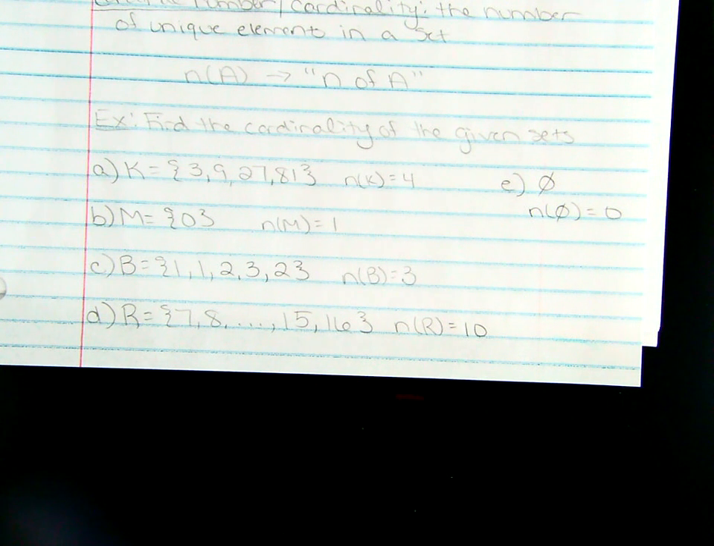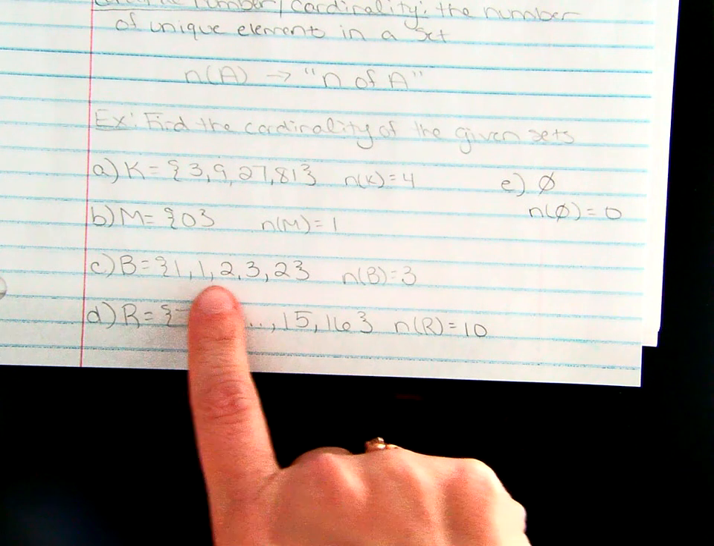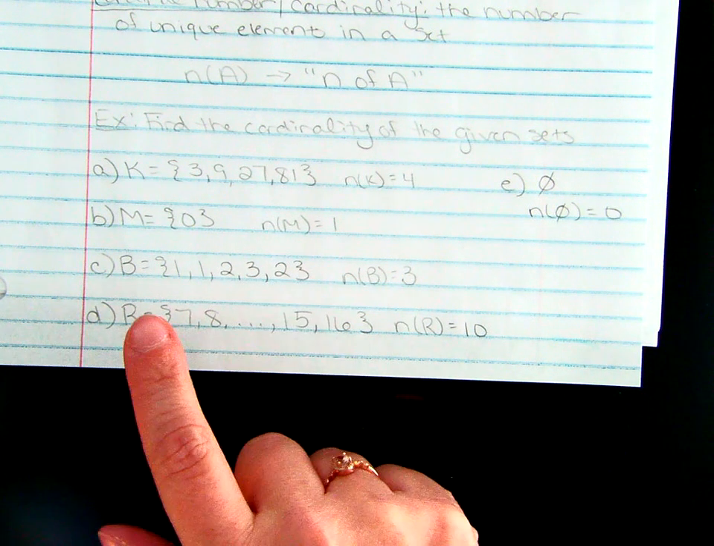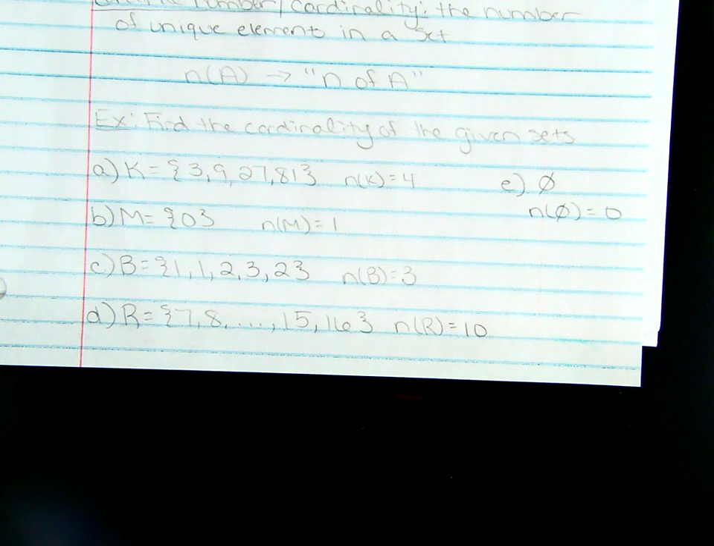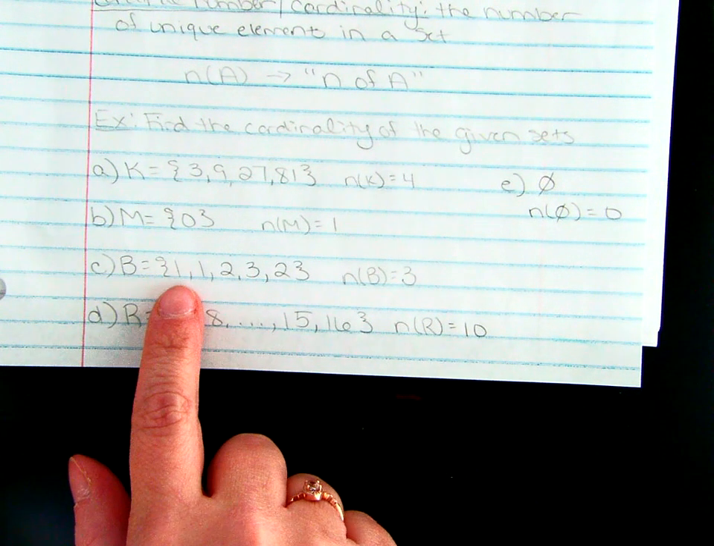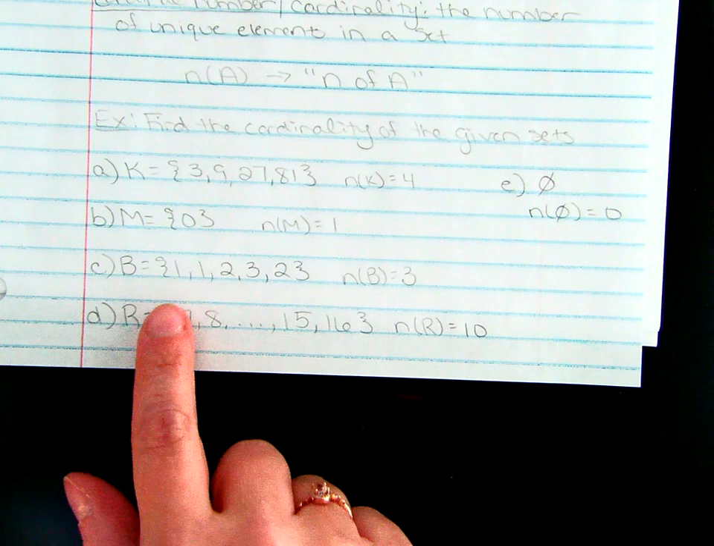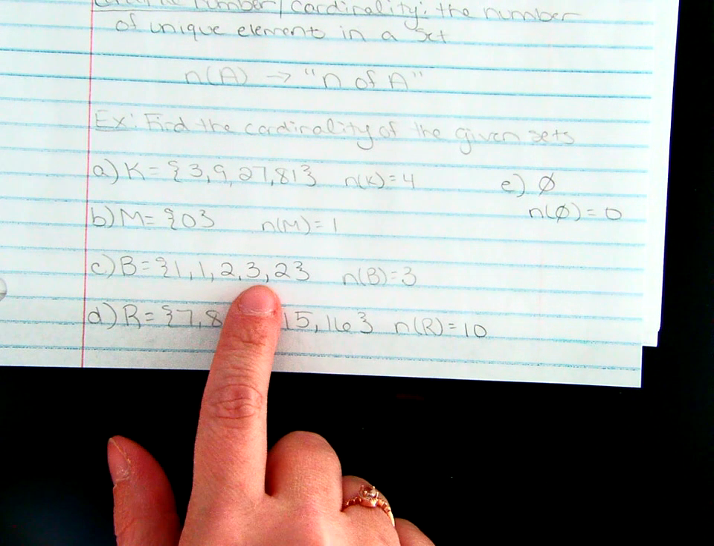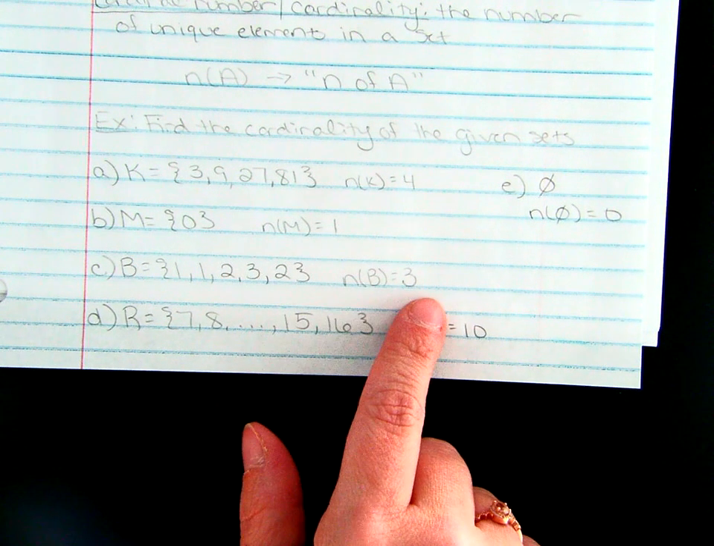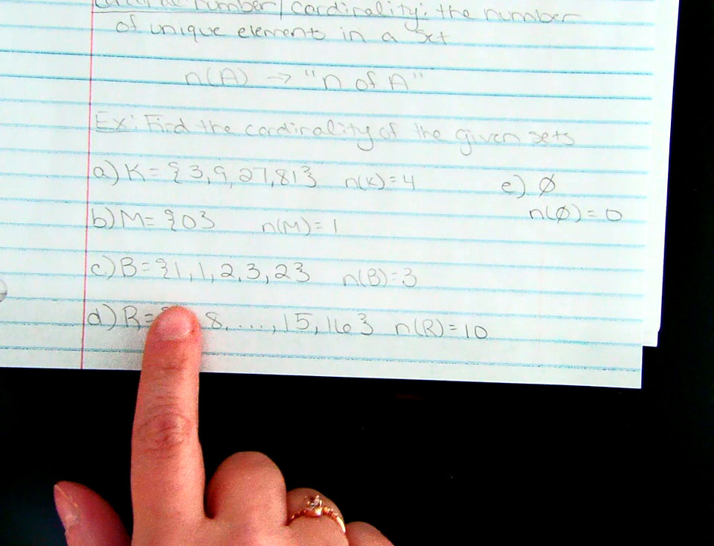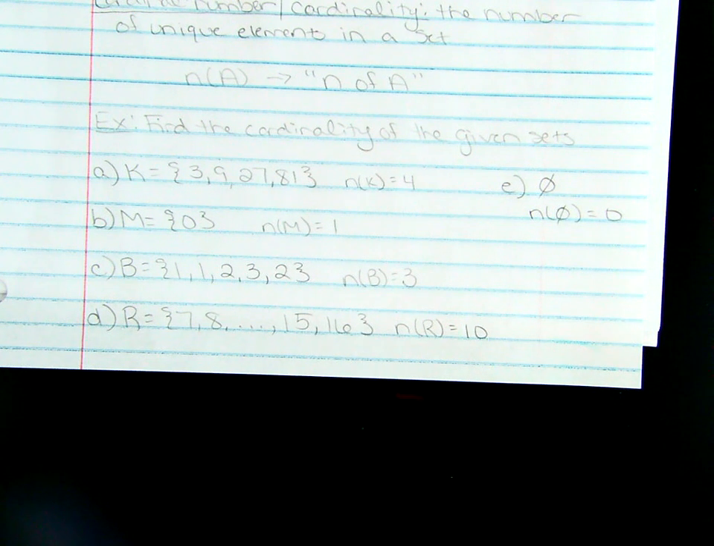If you look at C, we have set B, and this one's different because we have 1, 1, 2, 3, 2. So if I were just to count, I would say 1, 2, 3, 4, 5. But cardinality is unique elements. So I'm only going to count 1 once, and I'm only going to count 2 once. So there's 1, 2, 3 unique elements in this. So the cardinality of B is 3, not 5. There are 5 elements listed here, but there's only 3 unique. So you don't have to include repeaters.